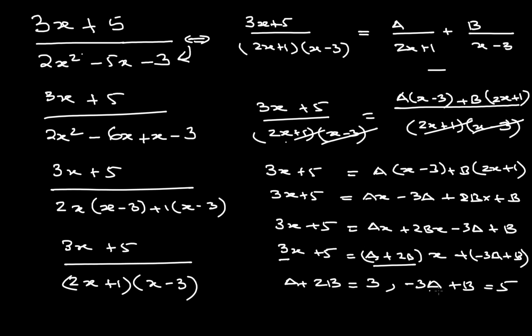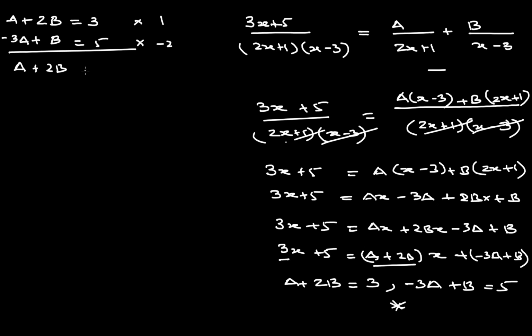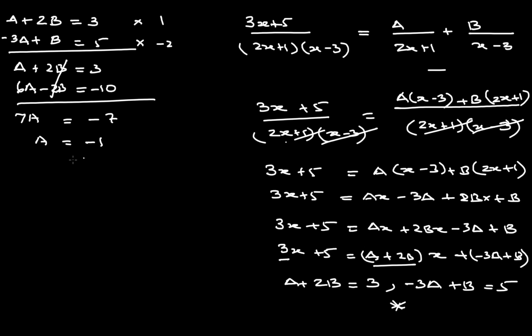So we'll have a plus 2b equal to 3, because it's just multiplying by 1. Then here I'll multiply by negative 2. So this will become 6a. Notice it has become positive. This becomes minus 2b, right? And then here we have minus 10. Now these two can cancel. So we have 7a equal to minus 7, because now we're just adding. So a is equal to minus 1.